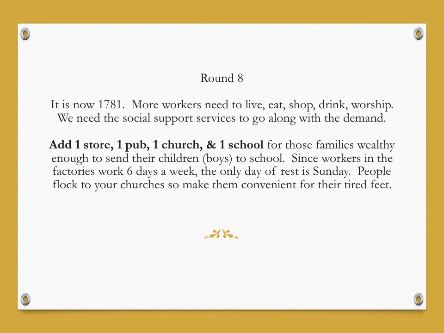Since workers in the factories work 6 days a week, the only day of rest is Sunday. People flock to your churches. That's where they go on Sunday. Sunday morning's church time. So make sure your churches are located in a place that's convenient because they're all still walking. 1 store, 1 pub, 1 church, and 1 school. Pause the video until you're ready to move on.